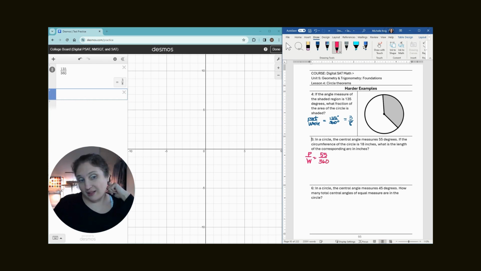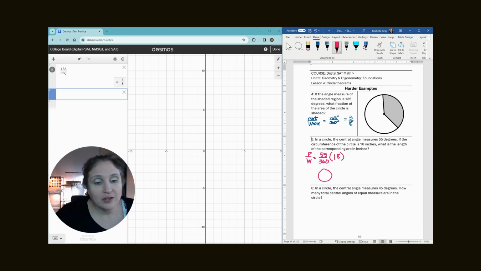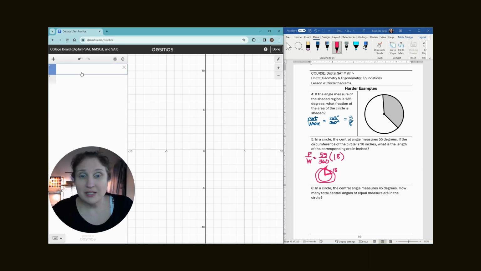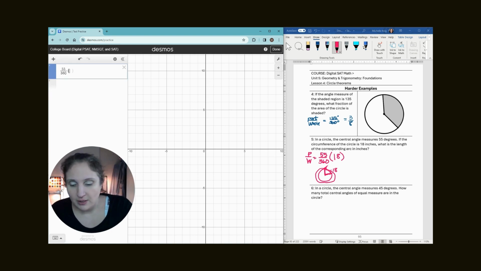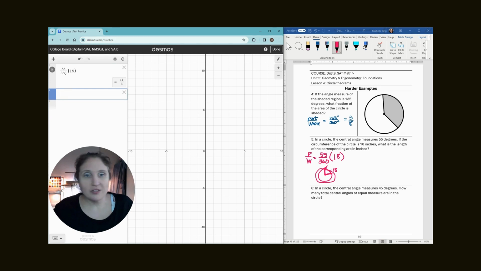And the circumference is 18, and it wants the corresponding arc. So if all the way around the circle is 18, it just wants this part right here. So all we're going to do is do 55 over 360 times 18. 55 over 360, we have an ugly decimal. We could change it to that fraction, but we really don't need to. Now we're going to do times 18, and there's our answer, 11 divided by 4.